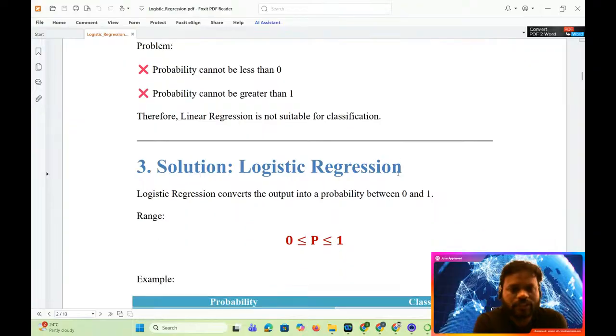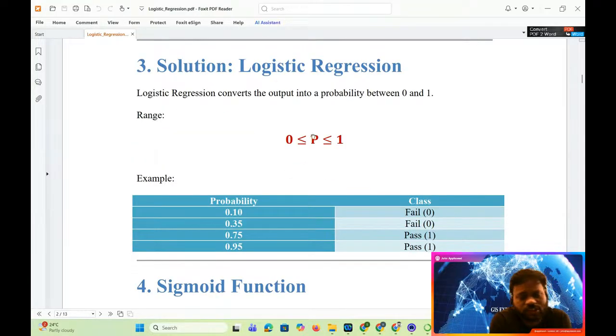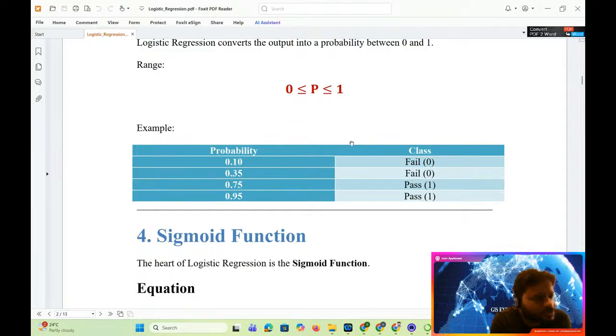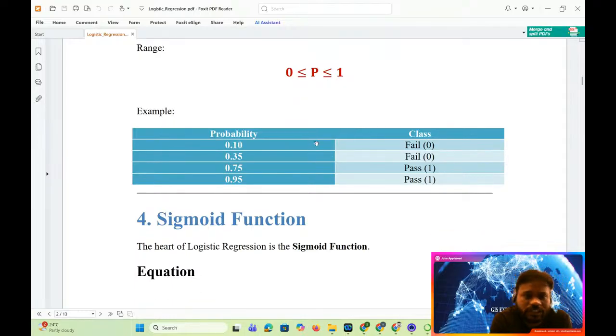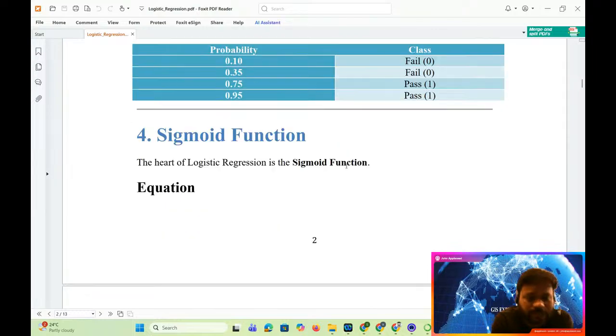Okay, so the solution: logistic regression converts the output into a probability between 0 and 1, range 0 to 1. So this is nothing but a probability. Okay, so for example, probability of the class: 0.10 is fail, 0.35 is fail, and 0.75 is 1, and 0.95 is pass, 1.